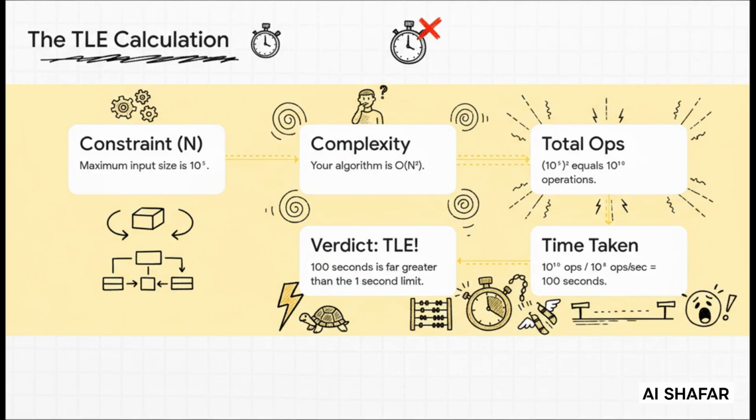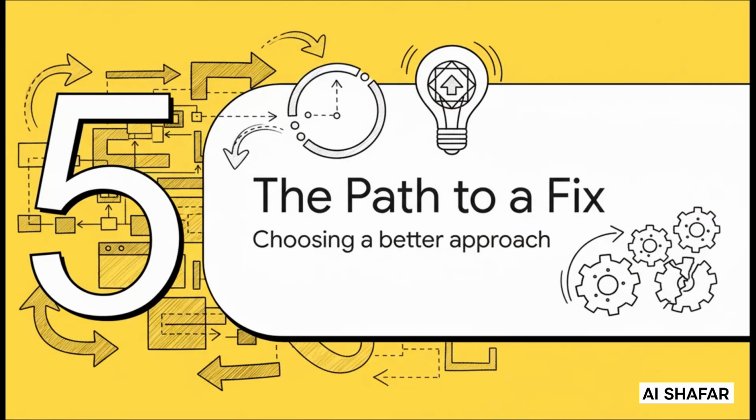Now let's say our first idea is to use a simple sorting algorithm that runs in O(n²) time, like using a couple of nested loops. To figure out the total operations, we just plug in our n. So 10 to the 5th squared, that's 10 to the 10th operations. Now let's see how that stacks up against our budget. 10 billion operations divided by our 100 million operations per second budget gives us 100 seconds. Yeah, that is way over our 1 second limit. That is a guaranteed TLE. So you see, the fix here isn't about making a few small tweaks to the code. The problem is the entire approach. We need a smarter, more efficient algorithm from the get-go.